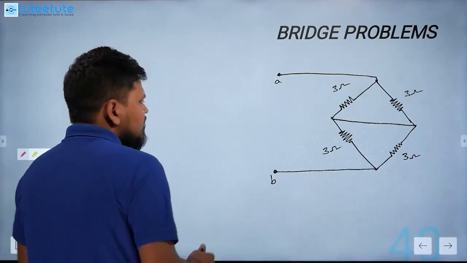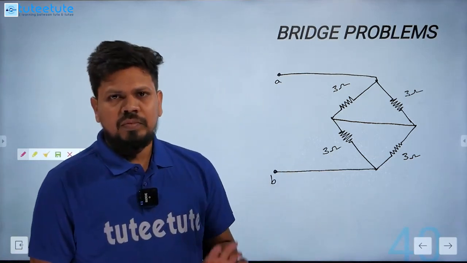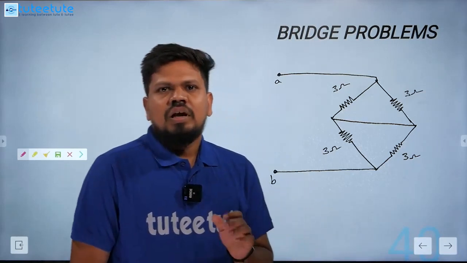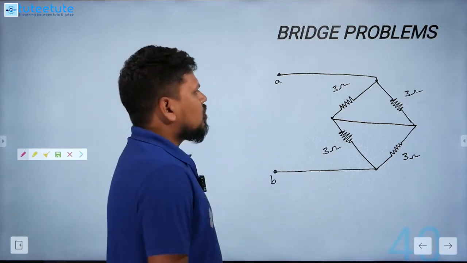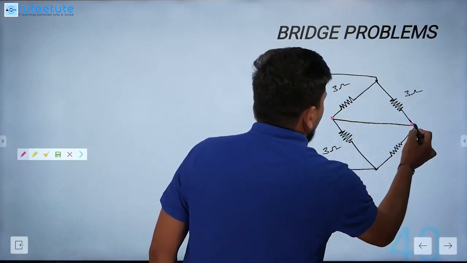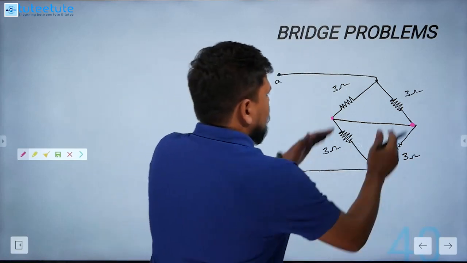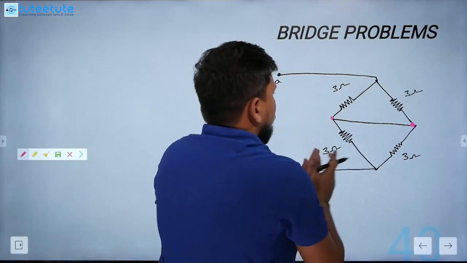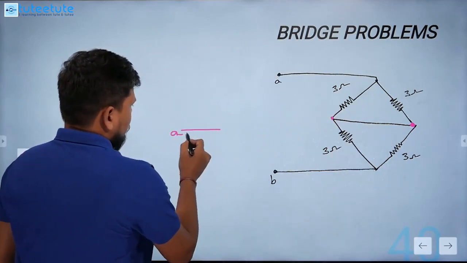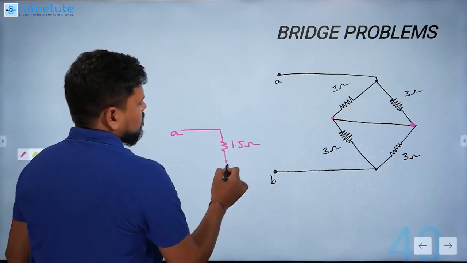But see, I will solve it by some other method. You just think whether that is a correct method or not. Now, a direct short circuit is present between these two nodes. That means 3 and 3 are connected in parallel, and these 3 and 3 are connected in parallel. So, let me redraw the network. A is here, 3 in parallel with 3 is 1.5 ohms.